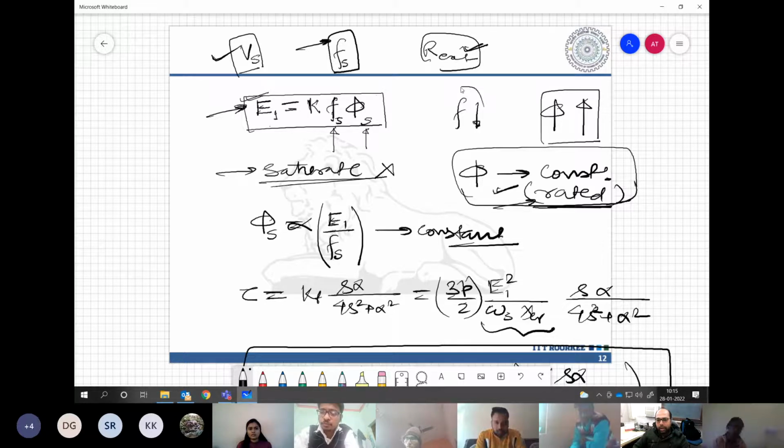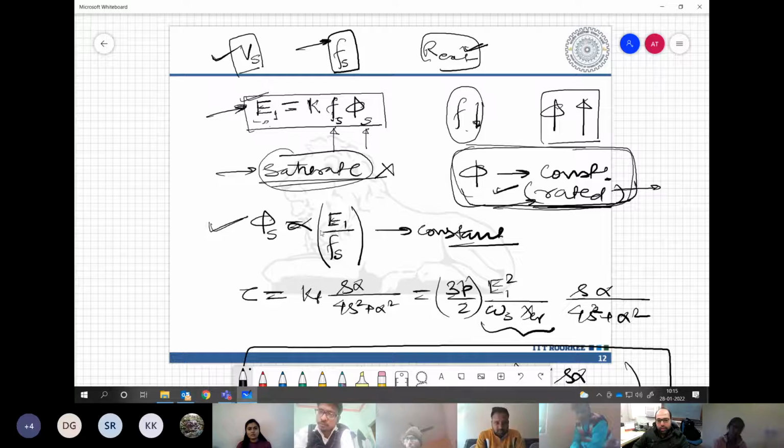So if we simply try to reduce the frequency without changing the voltage at the input, the flux value may increase and it may saturate the motor core, which is a harmful thing to do. That is why we try to keep the flux constant, and that too at the rated value, so that we can utilize the maximum torque benefit of the motor.